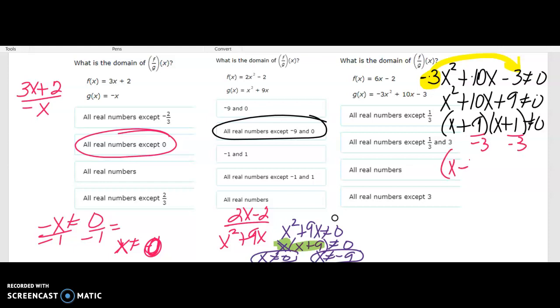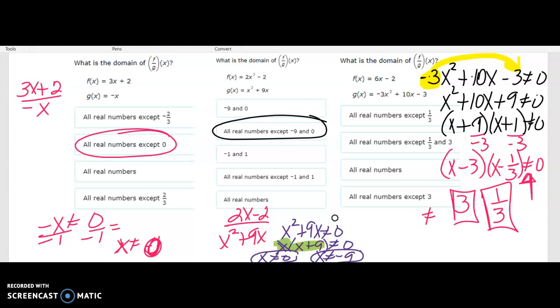So right now it's x minus 3 and x minus 1/3 cannot equal 0. So your zeros are 3 and 1/3. They cannot equal because of that right there. So x can be any number except for 1/3 and 3.